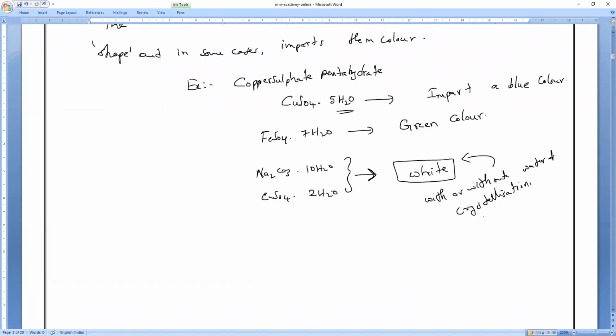Clear? So we have so many salts. If you take nickel sulfate salt, cobalt nitrate salt, cobalt nitrate will be light brown color. Nickel sulfate is light dark blue color, copper sulfate blue color, magnesium sulfate white color, iron sulfate green color, sodium carbonate white color. Some salts obtain the crystal structure as well as color because of water of crystallization. If you remove the water of crystallization, the color also changes.